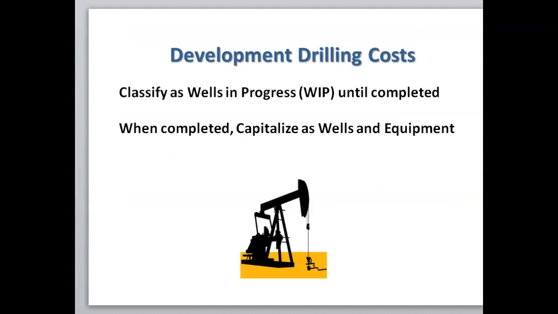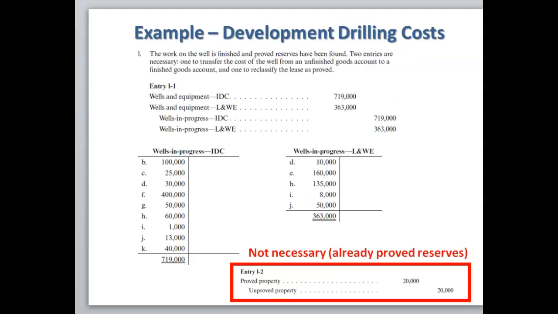Now we're going to look at the entries associated with drilling a developmental well. We're going to classify them as wells in progress until they're complete. And then when it's completed, we're going to capitalize it to wells and equipment. So remember, since it's a developmental well, both the successful and the dry holes are going to be capitalized to wells and equipment. So most of the entries are the same as if it had been an exploratory well.